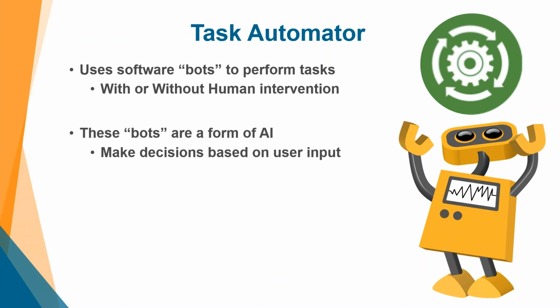These bots are a form of AI. They can be trained to make decisions based on user input when exceptions occur to better handle them moving forward. These bots can also record and repeat the movements of human users, performing actions like mouse clicks, keystrokes, shortcuts, and function keys.